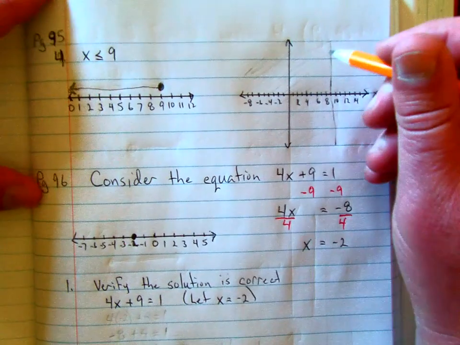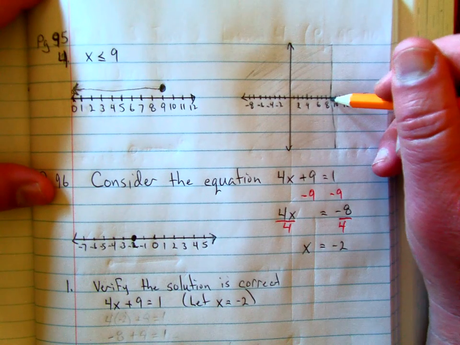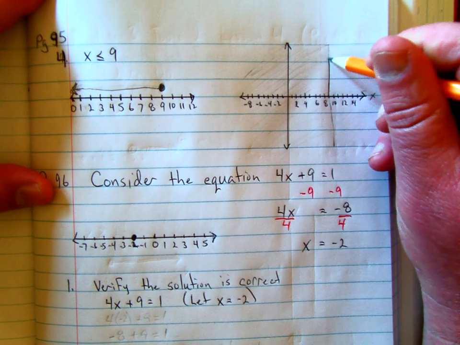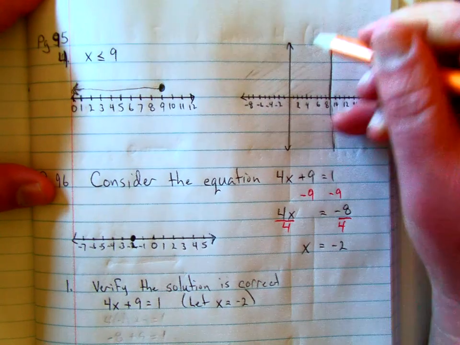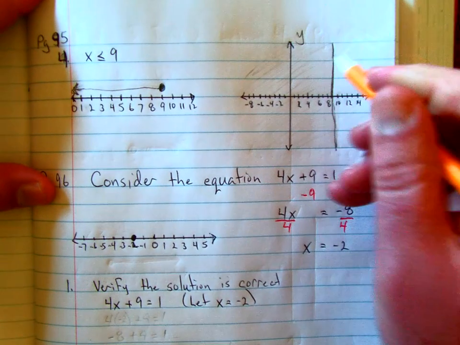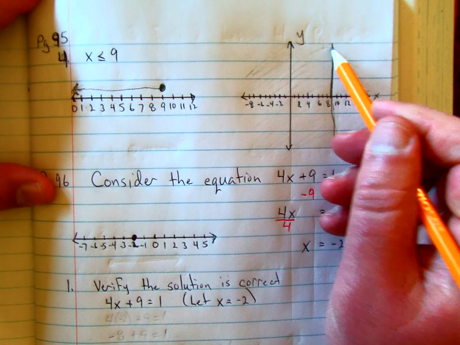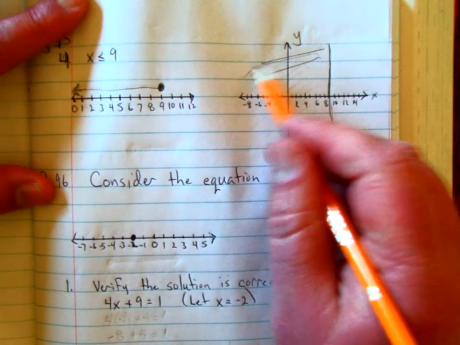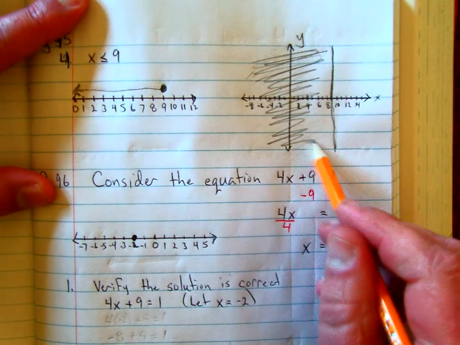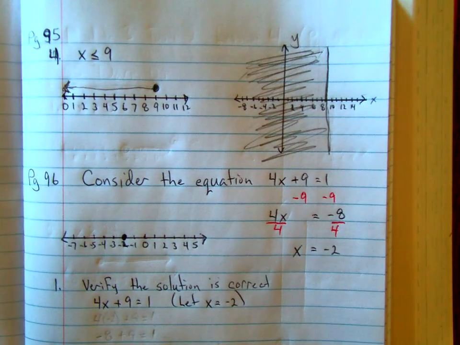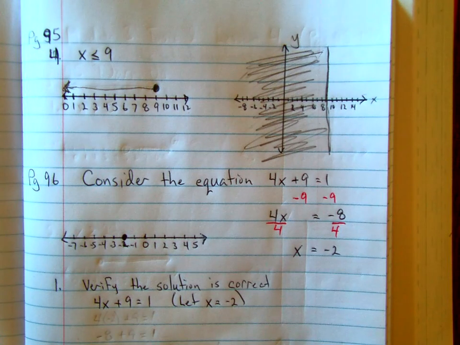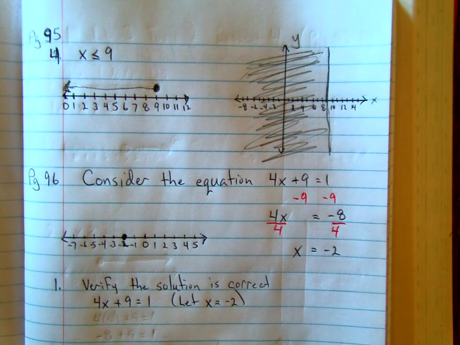On my two-dimensional graph, find 9. Where x equals 9, I'll draw, since it can be equal to it, a solid line. And x can be equal to or smaller, so everything over here gets shaded. That's graphing inequalities in one dimension or two dimensions. That's really all there is to the graphing portion.